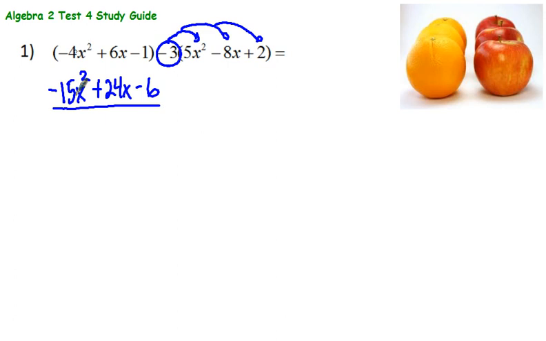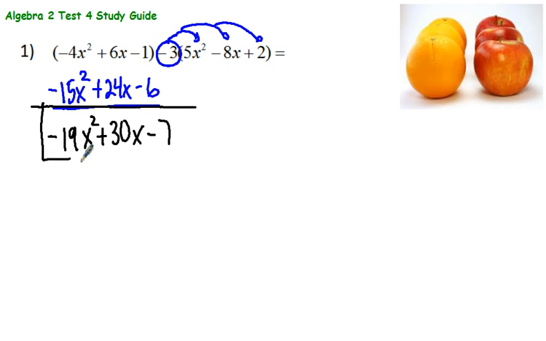So -4, -15, that means I'd have a total of 19 negatives. And if I had 6 and 24, now I've got 30 x's. And if I've got -1 and -6, now I have a total of -7. So should have a total there of -19x squared plus 30x minus 7. Go ahead and pause the video now and try number 3 on the right side.